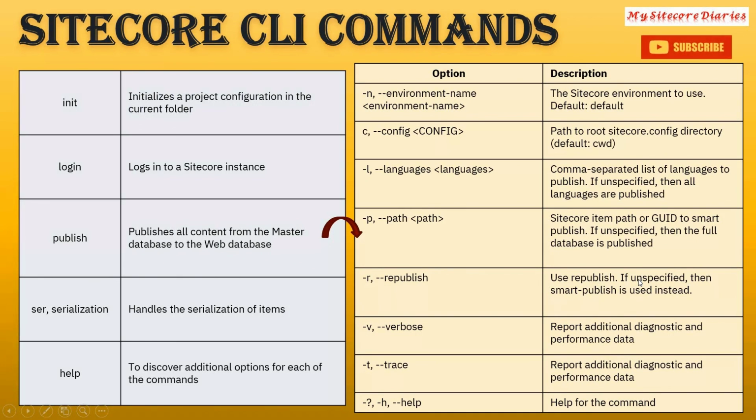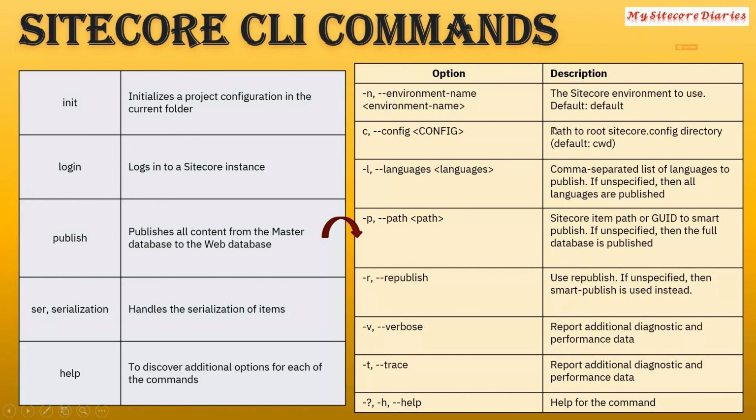Republish is used for republishing. If unspecified, a smart publish is used instead. Then verbose reports additional diagnostic and performance data. Trace reports additional diagnostic and performance data. Help will give the command help. So these are the commands which you can use when you use the CLI.